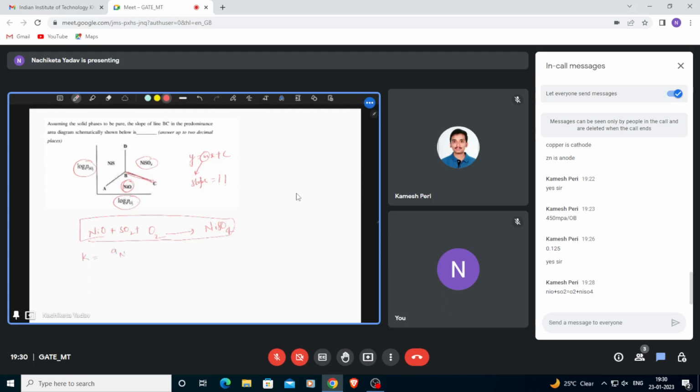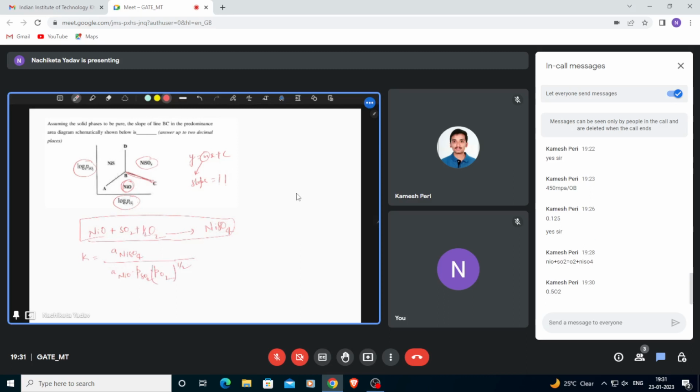Activity of NiSO4 divided by activity of NiO, into partial pressure of SO2, it is in gas, into partial pressure of O2. Sorry, I have not balanced. So Ni is 1, sulfur is 1, oxygen is 4, so just 1 by 2. So this is 1 by 2.